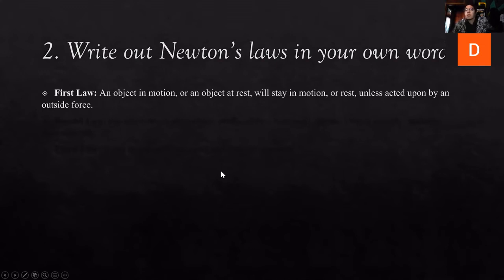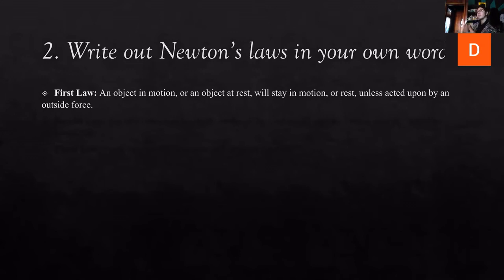Newton's first law is an object in motion or an object at rest will stay in motion or rest unless acted upon by an outside force. I don't know about you guys, but when I was a teenager, I was a very, very heavy sleeper. And the only time that my parents would get me to wake up is when they threw a whole bunch of cold water on me. It's one example. Or, a moving train will keep going at the same speed unless acted upon by an outside force. And typically with friction, it'll start slowing down.